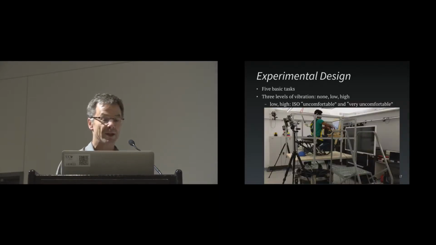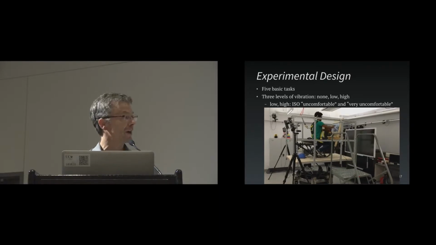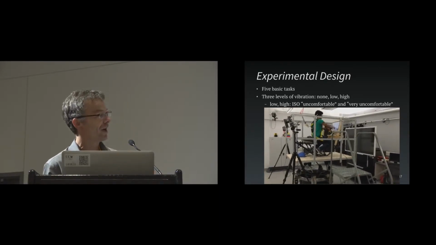Those five types of tasks were each carried out at three different levels of vibration, with none, low, and high vibration. Vibration was simulated using a Microller motion platform that you see here. Low and high settings conform to uncomfortable and very uncomfortable on the ISO 2631 standard. The video clip shows high vibration.